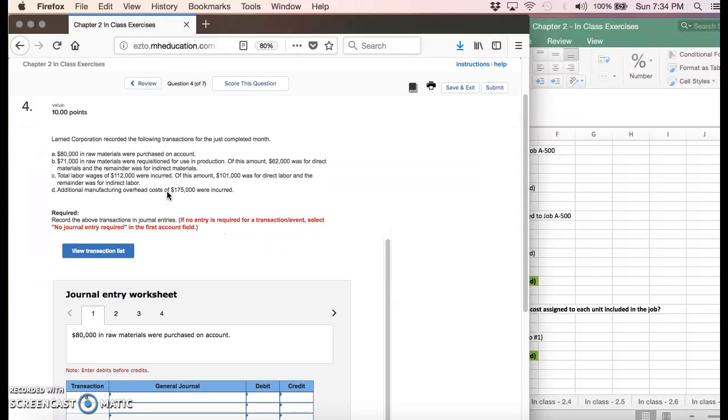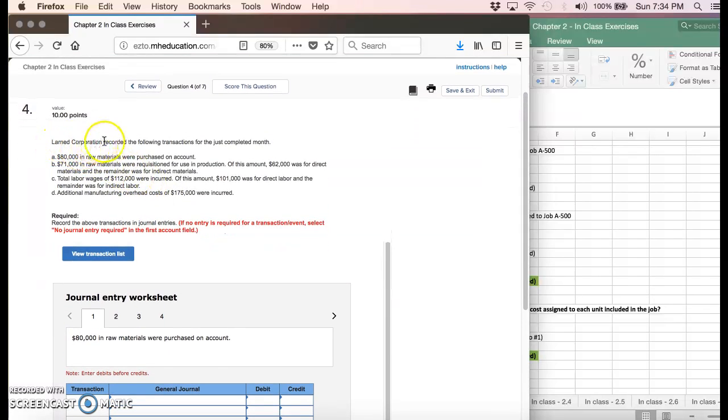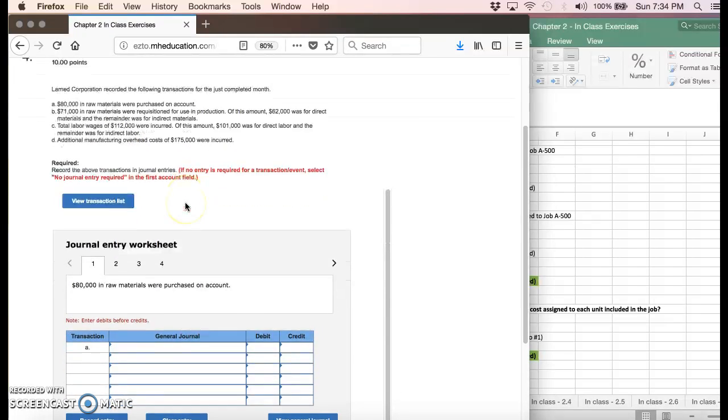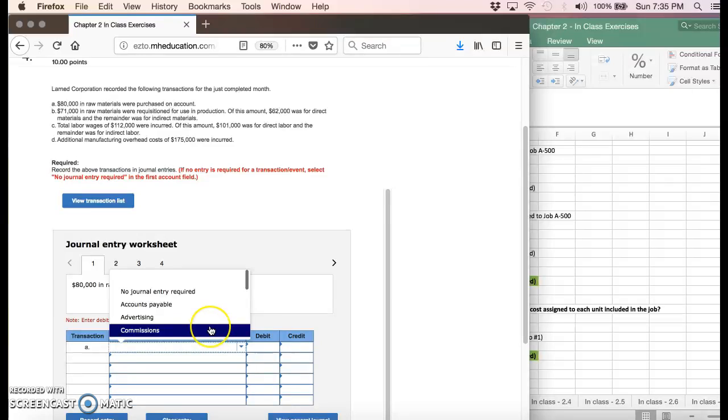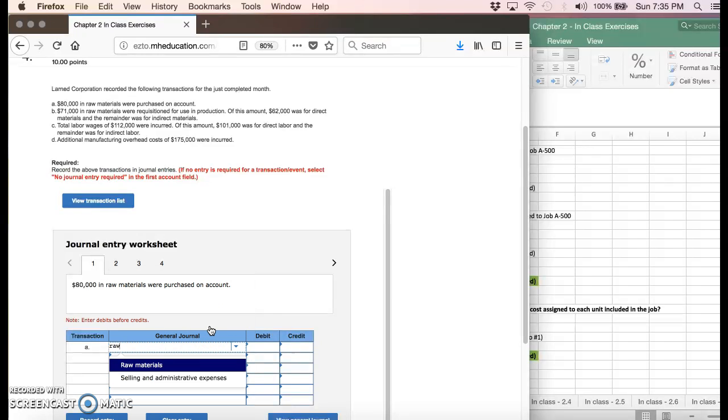Journal entry worksheets. So, Larned Corporation recorded the following transactions for the just completed month. So we're going to have to go back to our debits and credits. So it says 80,000 in raw materials were purchased on account. So we definitely know that our debit is going to go to raw materials because we bought raw materials and we bought an asset, so that's going to be a debit. And it says we paid on account, so that's just going to be accounts payable. So that's going to be our credit.